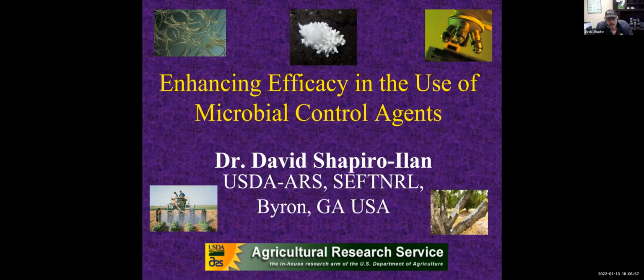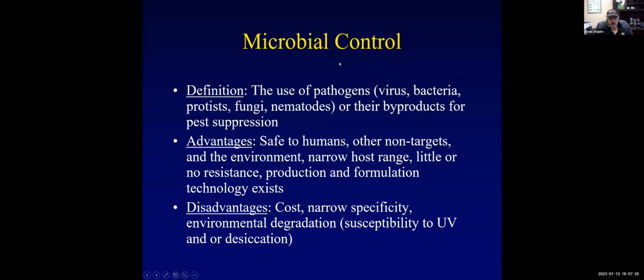So I'm going to be talking about using microbial agents to control insect pests and ways that we're using in my research, as well as others, to enhance the efficacy of these microbial control agents or biopesticide agents. So first, I want to define what is microbial control. It's the use of pathogens, virus, bacteria, protists, fungi, nematodes, or their byproducts to suppress insect pest populations.